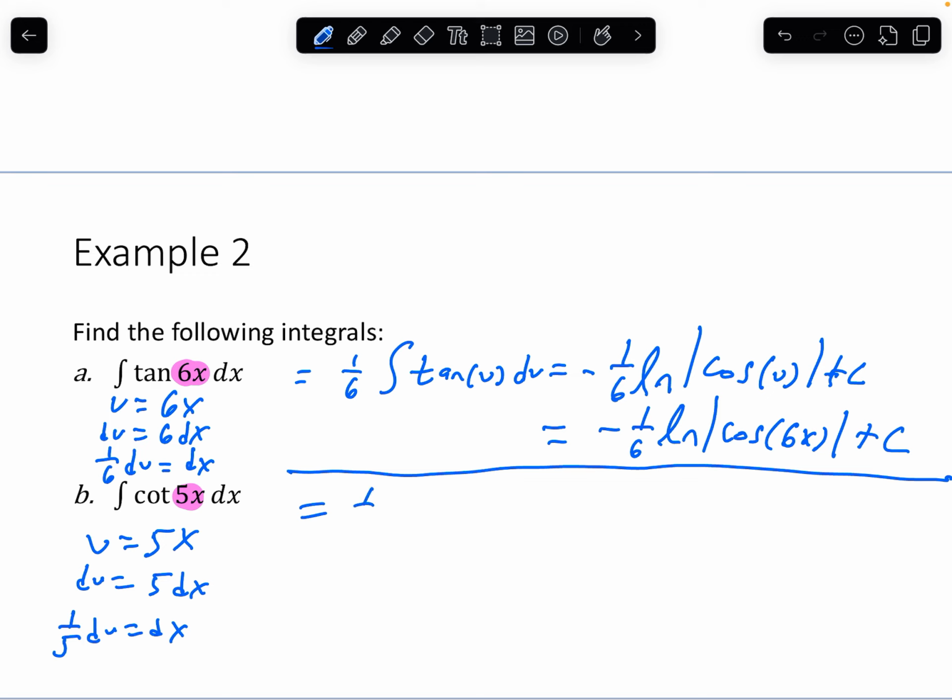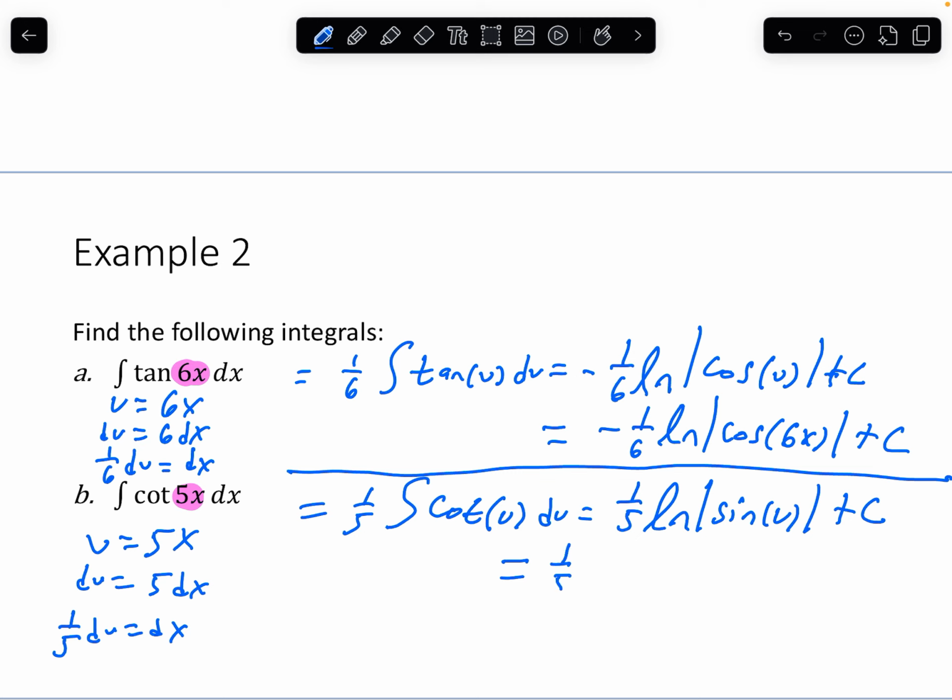So this makes 1/5 times the integral of the cotangent of u du. Applying that formula, this makes 1/5 times the natural log of the absolute value of the sine of u plus c. And reapplying that, this makes 1/5 times that natural log of the absolute value of the sine of 5x plus c. Let me know if any of you have any questions or concerns. Thank you.